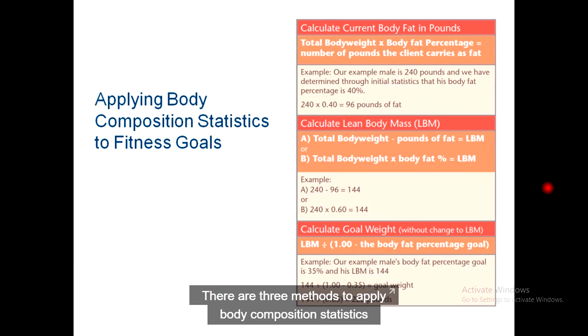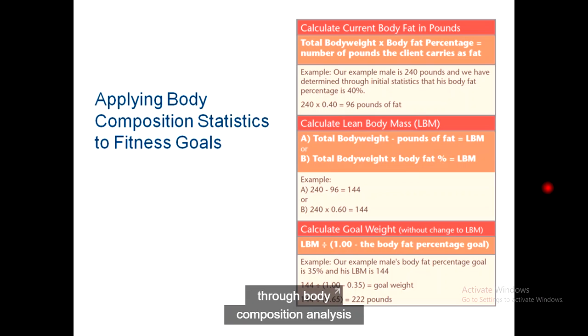There are 3 methods to apply body composition statistics to fitness goals, including calculating body fat in pounds, calculating lean body mass, and calculating your client's goal weight. You can use the information obtained through body composition analysis to help you design an appropriate time frame for expected results. A few steps can take you from body fat percentage to the number of weeks required to reach a specific goal.